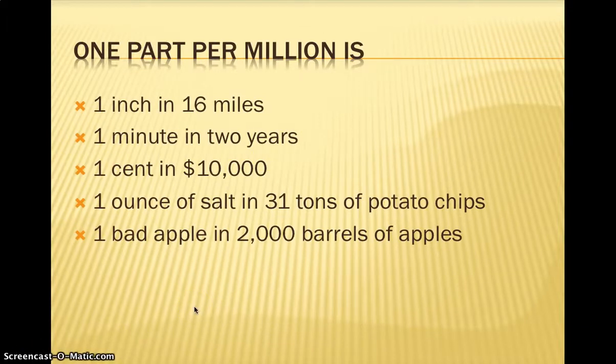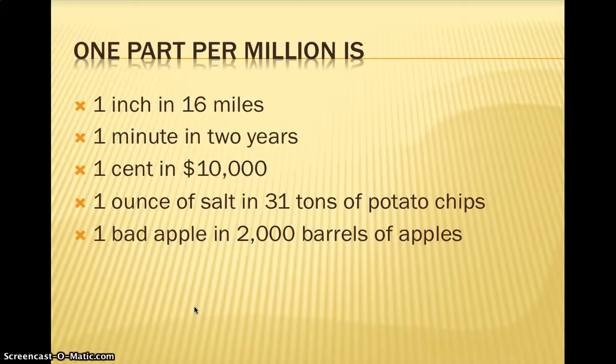When you look at this, you can get a sense of what 1 part per million is. So if I say 1 part per million, an example of that would be 1 inch in 16 miles. So that 1 inch represents 1 millionth part of the whole, and the whole is 16 miles. Or we could represent it as 1 minute in 2 years. So this minute that we're living in right now is 1 part per million of the next 2 years. Or 1 cent in $10,000. 1 ounce of salt in 31 tons of potato chips. Or 1 bad apple in 2,000 barrels of apples. So these are some comparisons for you to understand what 1 part per million is.